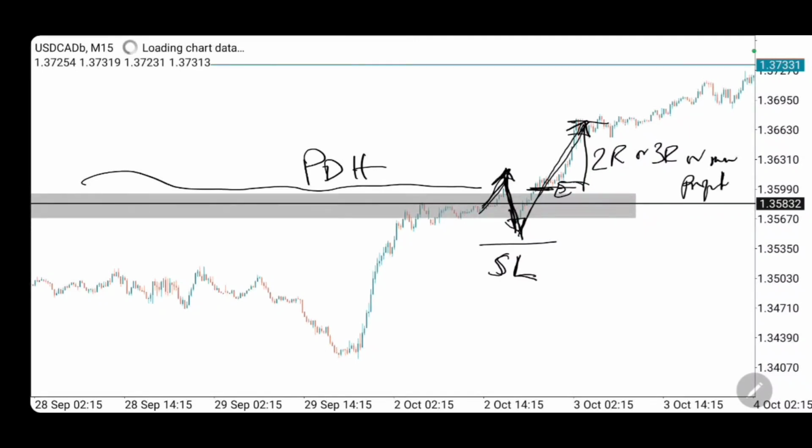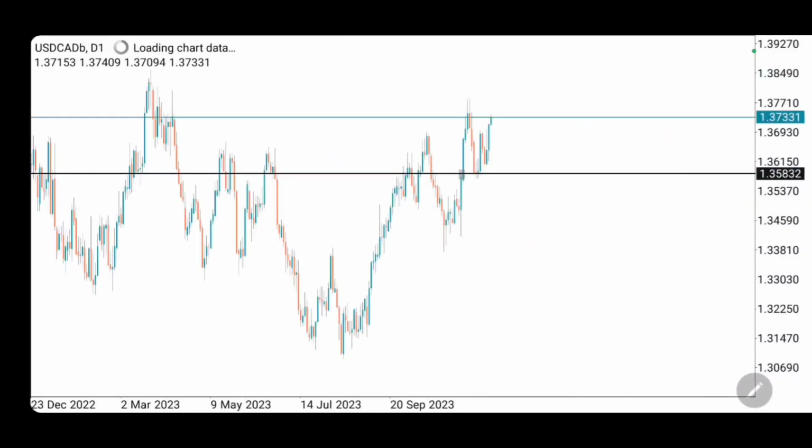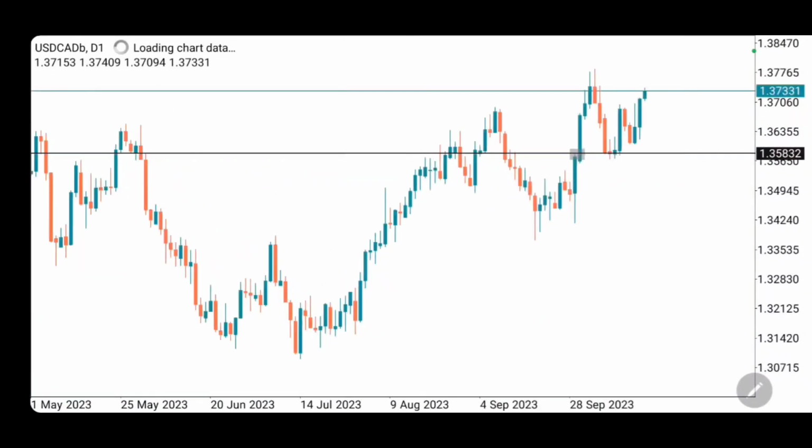Okay, so you can see how this works. Let's also see if we can see a sell scenario. Let us identify a sell scenario. Let's go back to the daily time frame. Let's identify a sell scenario.